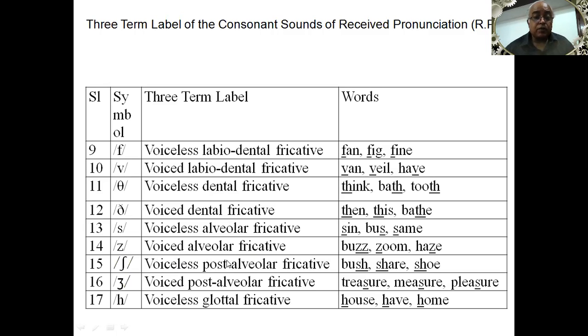Post-alveolar, the tip of the tongue touches the back of the alveolar, and it's a fricative because there is a stricture of close approximation or there is a narrowing, and when the air passes through, there is a lot of friction. So sh in the word bush, or in the word share, or in the word shoe, we've got these sounds.